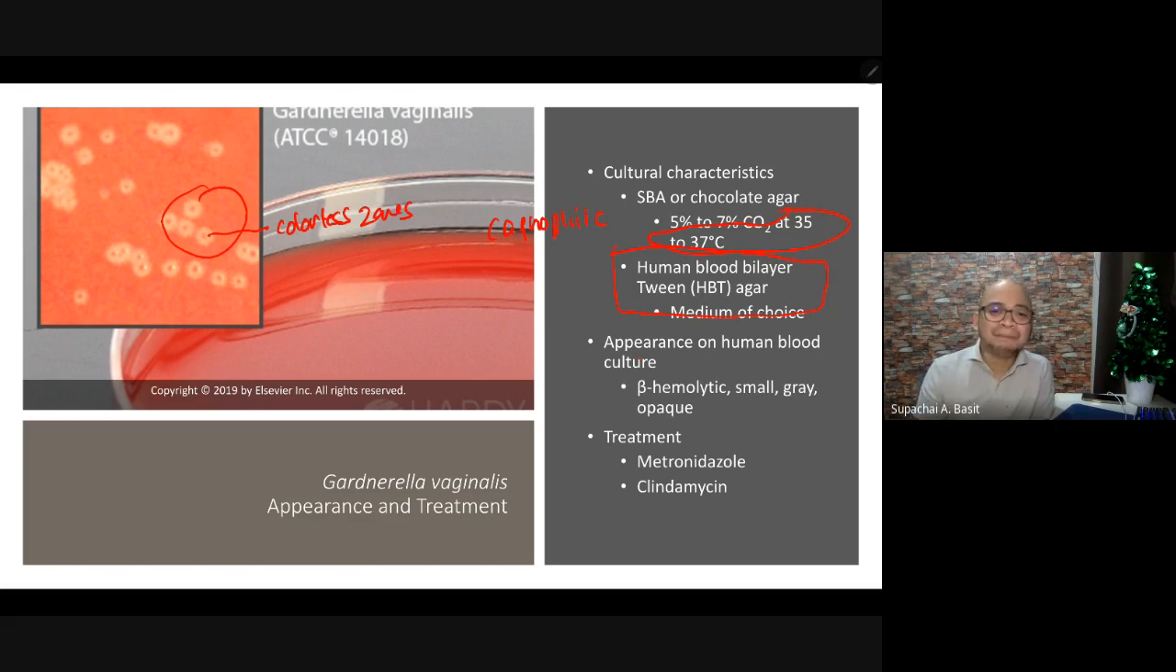So for women that have Gardnerella vaginalis, the treatment of choice would be metronidazole and clindamycin. And incidentally, if you remember our parasitology, metronidazole is also the treatment of choice for Trichomonas vaginalis, because both of these infections would result in a foul-smelling, fishy odor that would come out from the vaginal fluid.